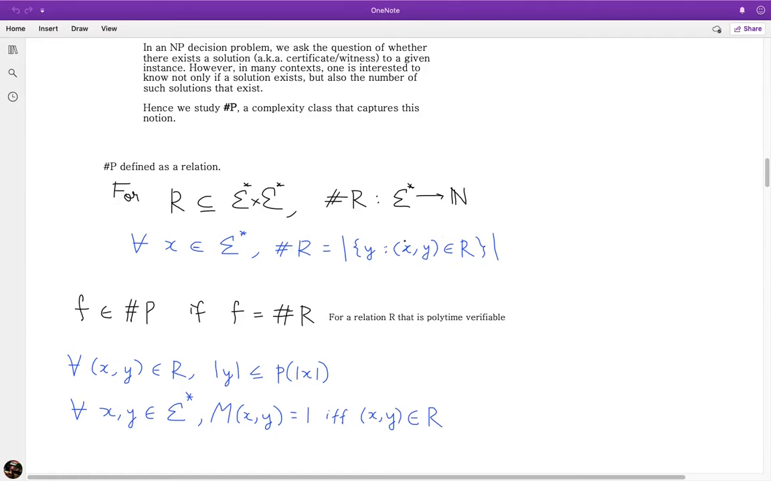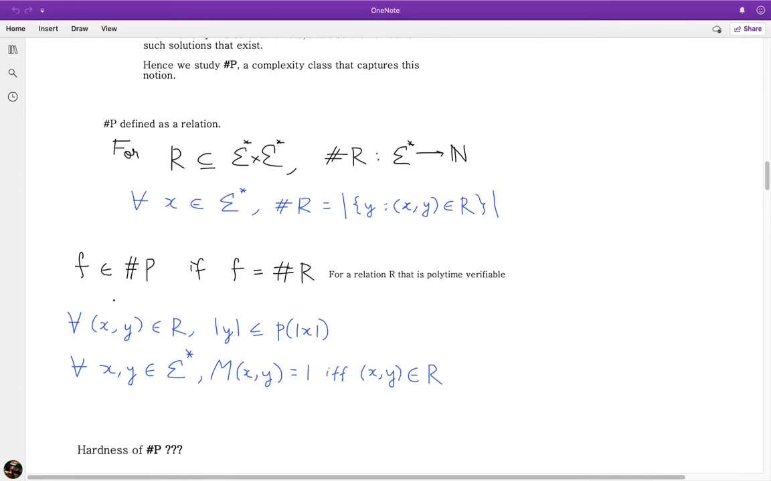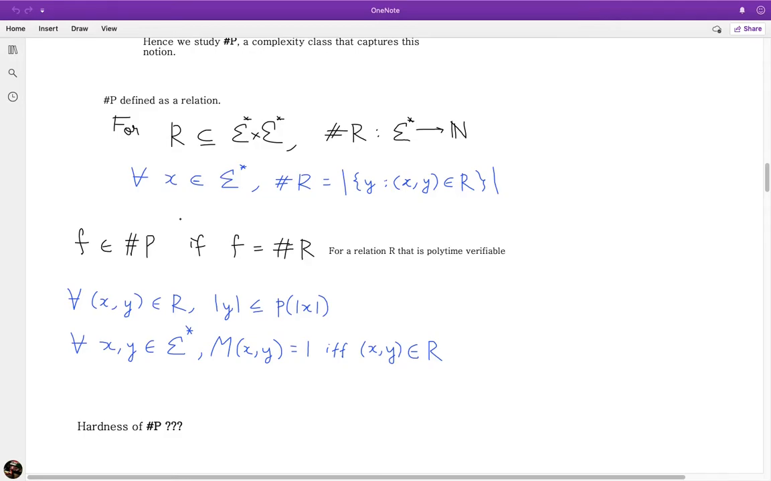So here we are checking all y's, all outputs y, which are part of the relation, meaning a defined input and output for some function problem, and basically the number of such outputs, or the number of solutions that we are calculating, gives us the number n, which is the #R here. So this is basically defining #P in terms of a relation.